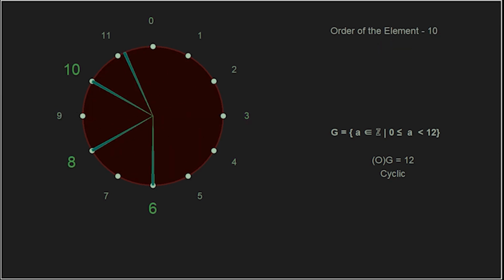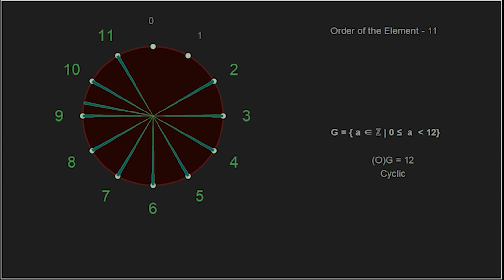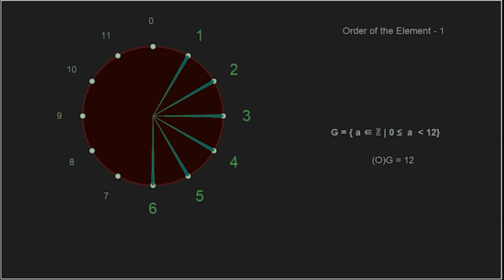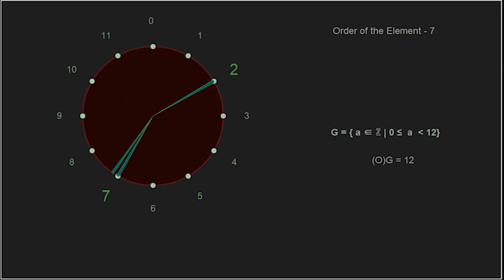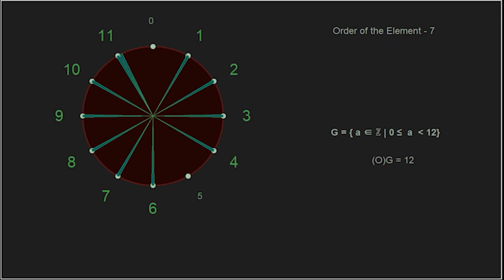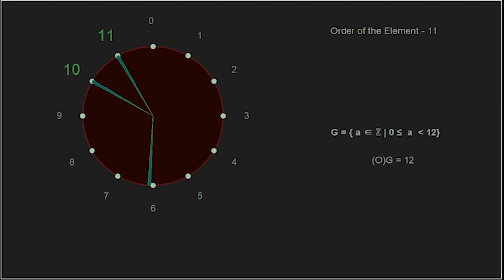The element 10 has an order of 6. 11 also generates the group. As you can see, we have just a countdown, so 11 has an order of 12 and generates the group. Hopefully you've made some notes on which elements generated the entire group: the element 1, the element 5, the element 7, and finally the element 11.